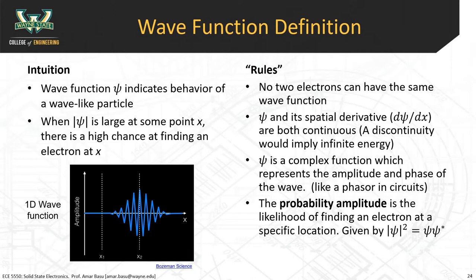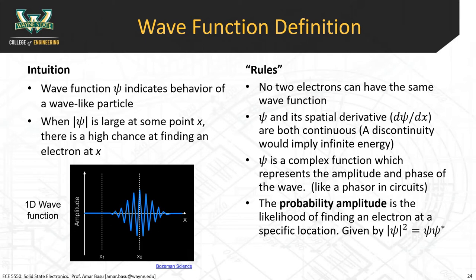You can find the wave function for all of those cases. The wave function is a function that describes the behavior of an electron for a particular, what we call, boundary condition. The three situations that you described were all different boundary conditions. We'll get into that with the Schrodinger equation. No two electrons can have the same wave function. Psi and its spatial derivative, meaning the gradient of the wave function, are both continuous. The reason for this is that a discontinuity in the wave function would imply infinite energy. So this is the rule that we just have to remember.